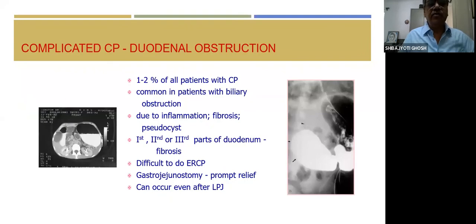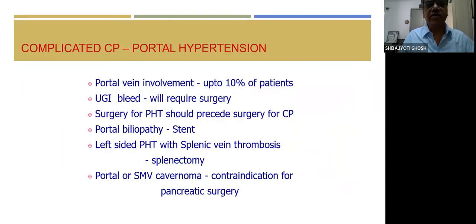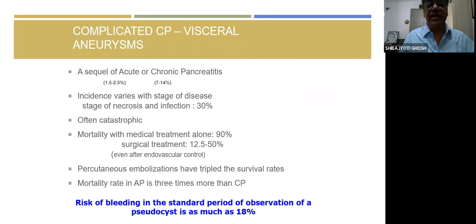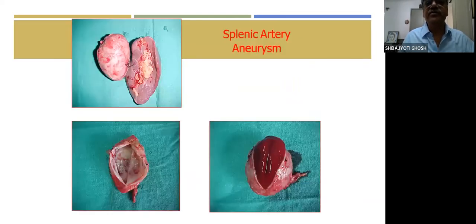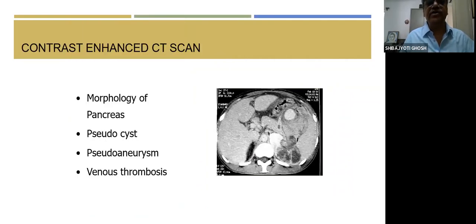There are a few complicated situations in chronic pancreatitis, like duodenal obstruction, portal hypertension, and visceral aneurysm, another complication being splenic vein aneurysm. These can be associated with chronic pancreatitis, and we need to tackle them accordingly. Here is a splenic artery aneurysm, and this is how it looks after operation.